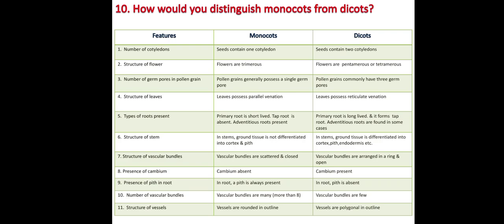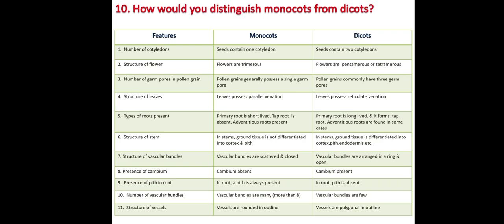Second feature, structure of flower. Flowers are trimerous. Tri means three. For dicots, flowers are pentamerous. Penta means five or tetramerous. Tetra means four. Third feature, number of germ pores in pollen grain. Pollen grains generally possess a single germ pore for monocots. For dicots, pollen grains commonly have three germ pores.